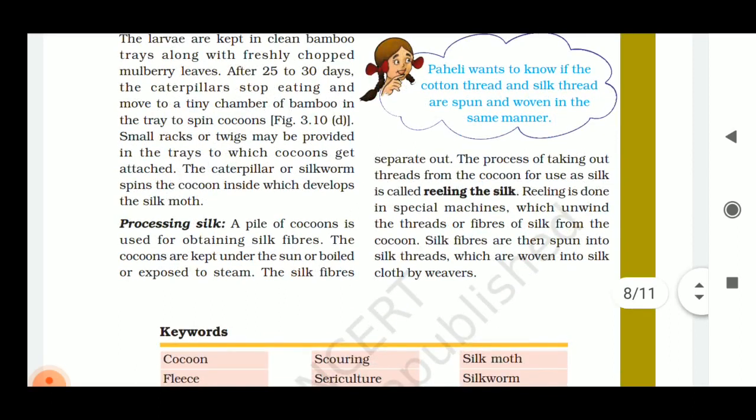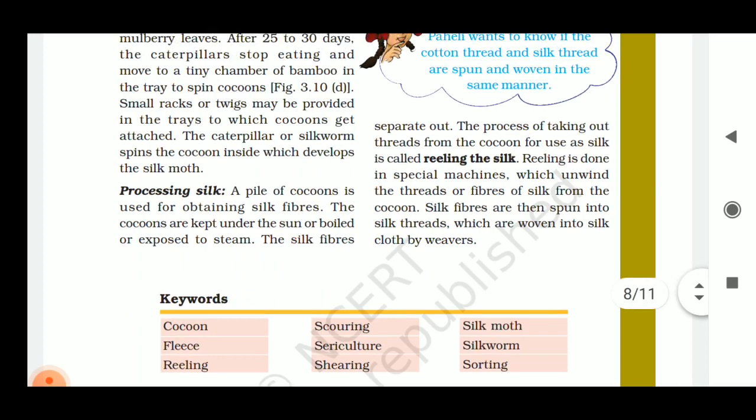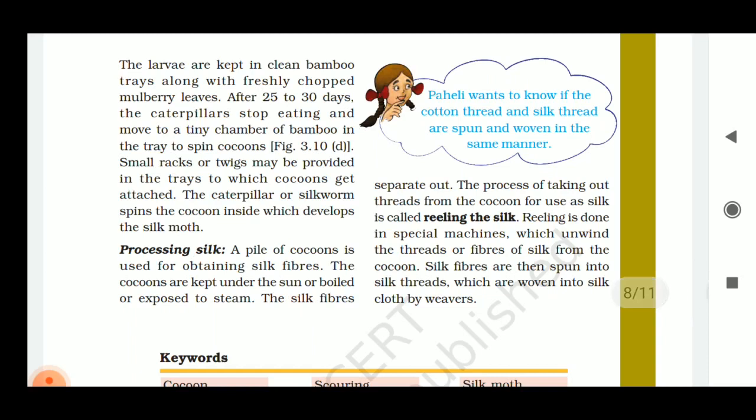Now the silk is developed, but the question is how the silk is processed. Let's see. A pile of cocoons is used for obtaining silk fibers. The cocoons are kept under the sun, or in boiling water, or exposed to steam. The silk fibers separate out. The process of taking out the thread from the cocoon for use as silk fiber is known as reeling the silk. Reeling is done in special machines which unwind the fibers of silk from the cocoon.